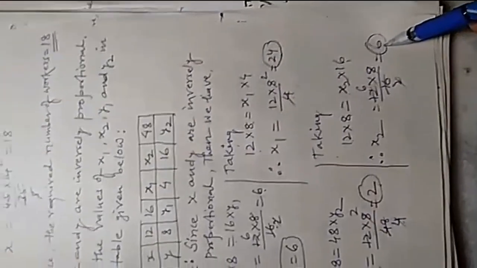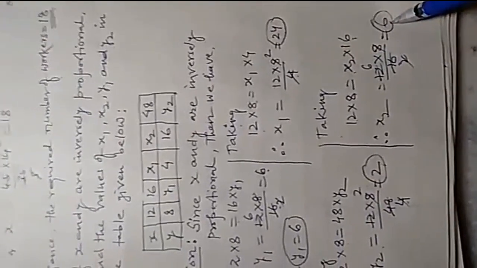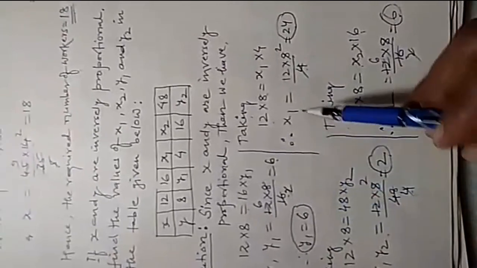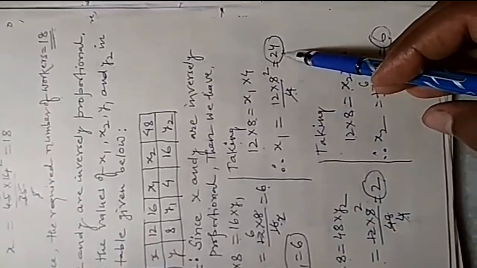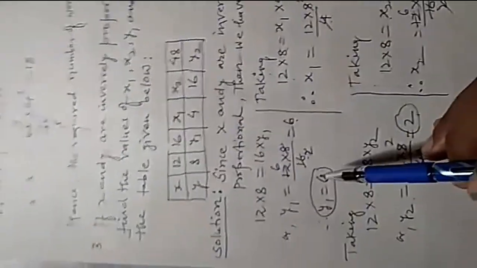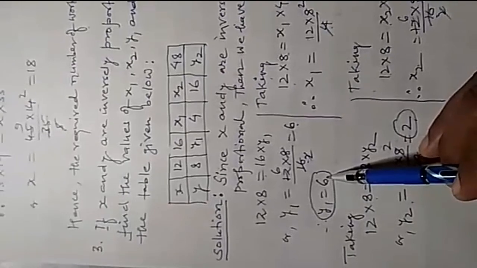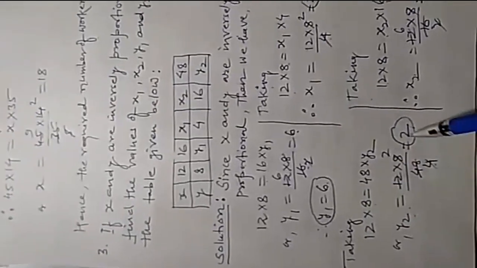Clear? Therefore, the required x1 is equal to 24, x2 is equal to 6. Similarly, y1 is equal to 6 and y2 is equal to 2.